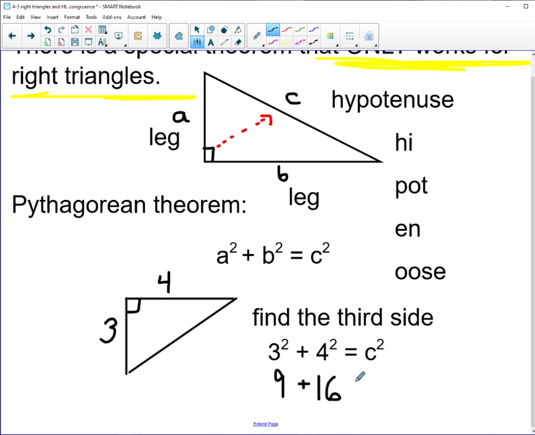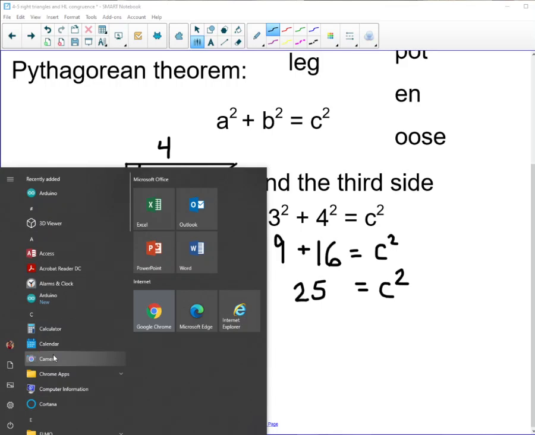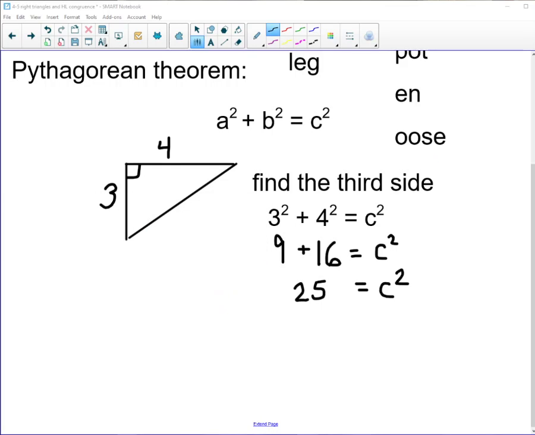So 9 plus 16 is going to be equal to whatever our third side is when you square it. Let's see, 9 plus 16 is 25. And so our third side, when you square it, you get 25. Well, if you're not sure what that is, you can always go to your calculator, and find a way to undo squaring and actually find out where it came from.